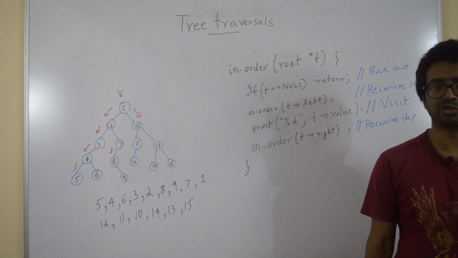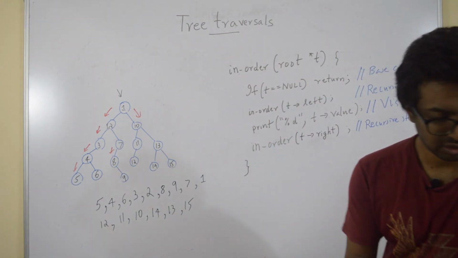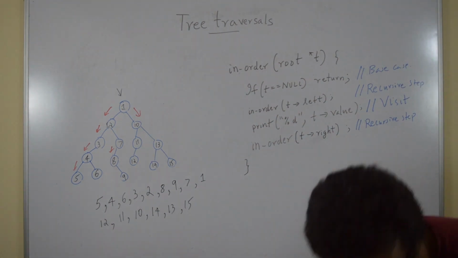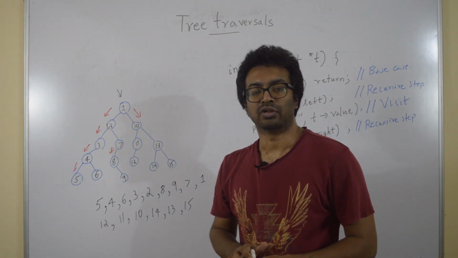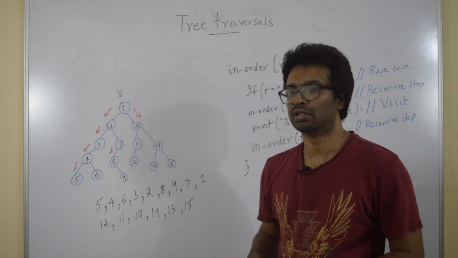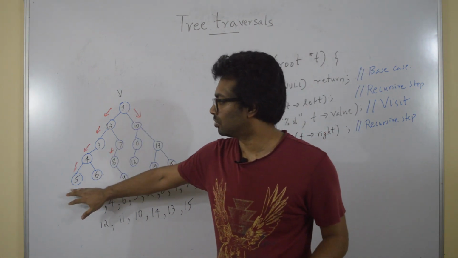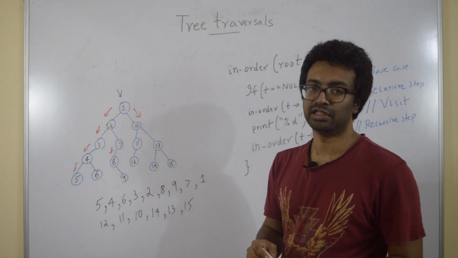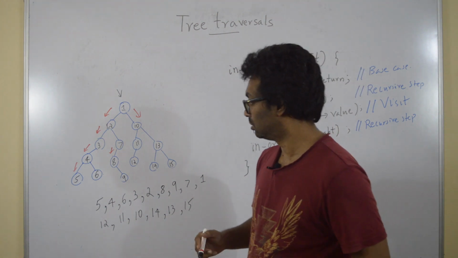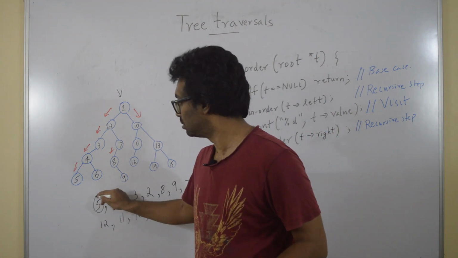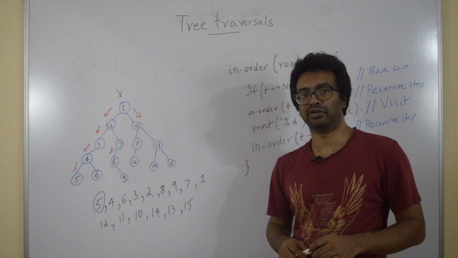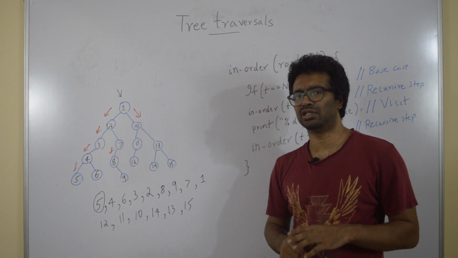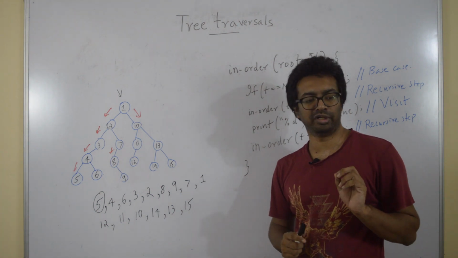Where is the leftmost corner of this tree? Sorry, where is the leftmost node? Which is the leftmost node? 5. Where is it in this list? It's on the left. So it's a little tricky. What do I mean by leftmost node?